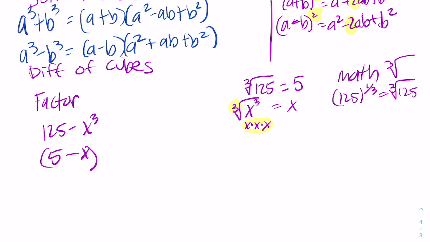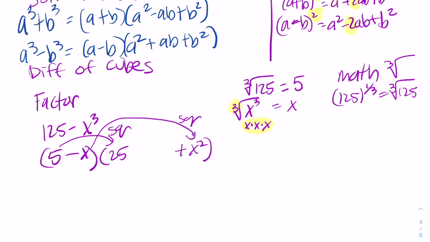So if I square this one, that's going to be 25. If I square this one, that's going to be positive x squared. And then remember, we're not dealing with squareds. These are cubes, so it's not 2ab. It will be just ab. So I'm going to multiply and change the sign, and that goes there. So this is negative 5x, so I changed negative 5x to positive 5x.